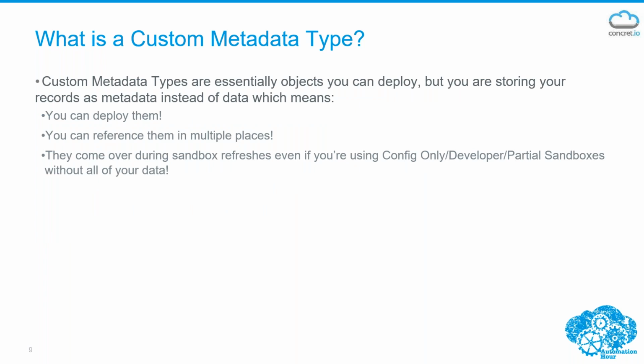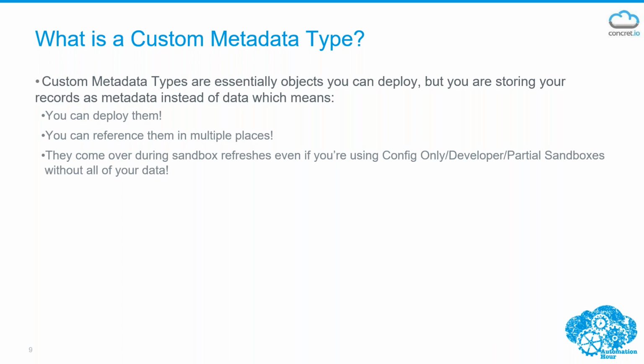So let's talk about what a custom metadata type is, and we'll show you one. I'll show you where to find it. Custom metadata types are essentially objects you can deploy, but you're storing your records as metadata instead of data. So when you enter a record in a custom metadata type object, it's not storing it in the back end as a record like you would, maybe for accounts or contacts. You're storing it as actual metadata, like you would a field or something like that.